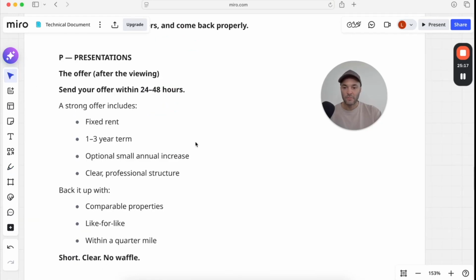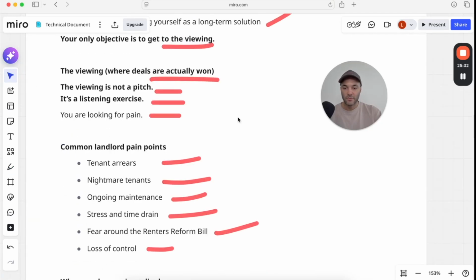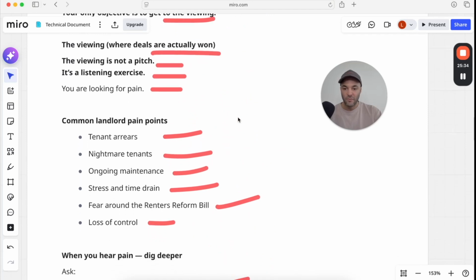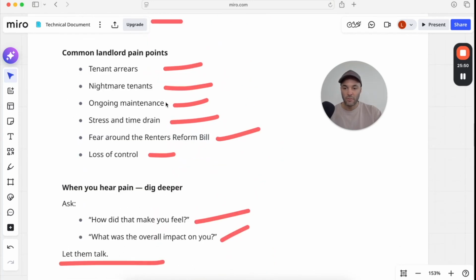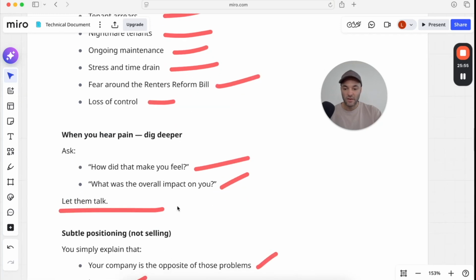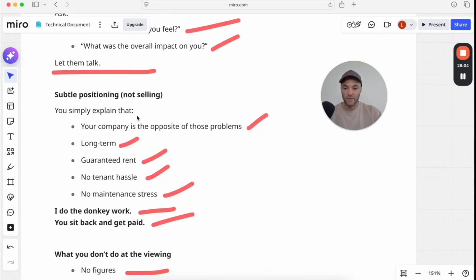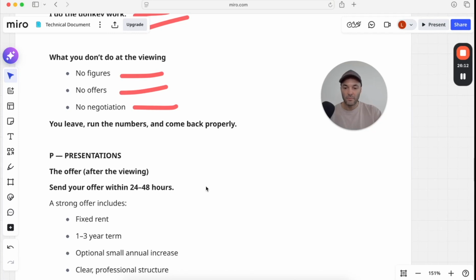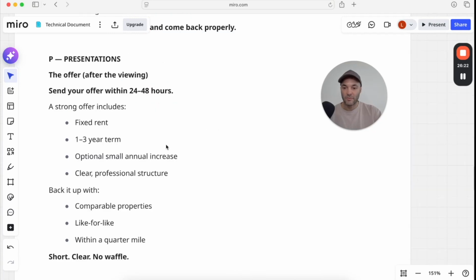Now we move on to P for presentations. So you've generated 100 leads, you've been on 20 viewings, you've gone through the process of looking for the pain points, you've dug a little deeper into the psychology, you've positioned yourself without selling, then you've gone back home to do the numbers. Now it's time to present your offer. Now we normally offer within 24 to 48 hours of the viewing.